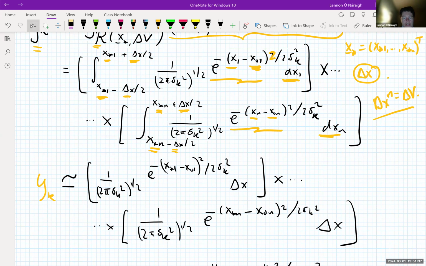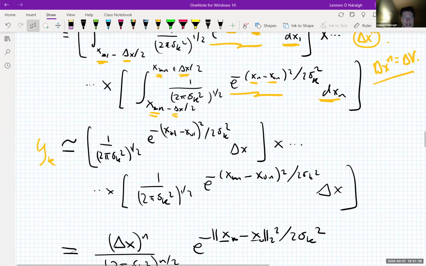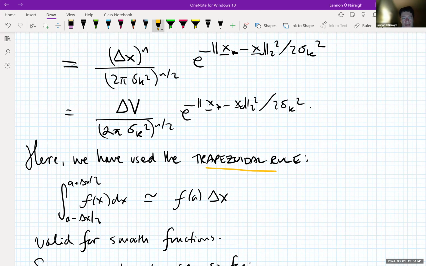So skipping ahead slightly for a second, in this approximation, I'm going to use the trapezoidal rule. So the integral of f of x dx from a minus delta x over 2 to a plus delta x over 2 is well approximated by f at a times delta x, a being the center of this small region of integration of interest. And this approximation is valid for smooth functions.